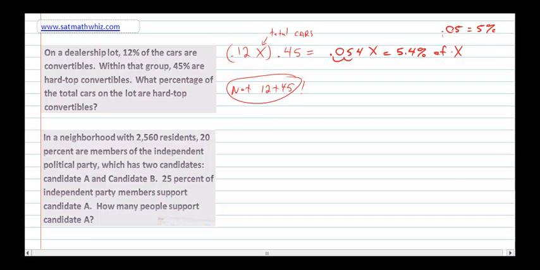In a neighborhood with 2,560 residents, 20% are members of the independent political party, which has 2 candidates, candidate A and candidate B. 25% of the independent party members support candidate A. How many people support candidate A?